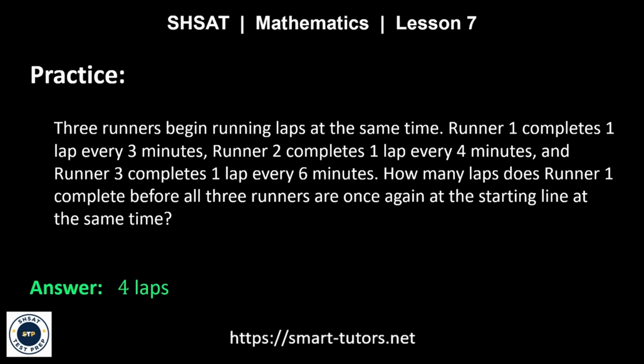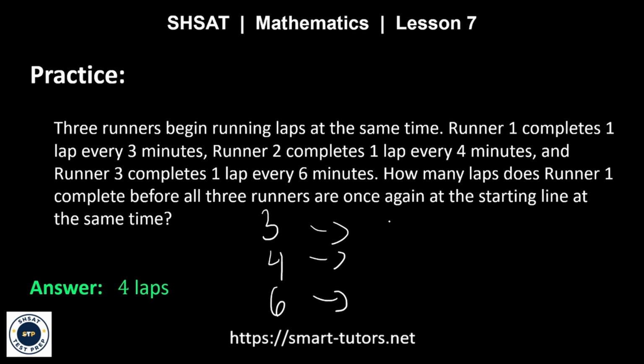So in this problem, what you would do is find the least common multiple for each of the runners based on the amount of minutes it takes them. So the first runner takes 3 minutes, second runner 4 minutes, and third runner 6 minutes. And they want to know how many laps runner 1 completes before all 3 runners are once again at the same starting line. So you want to first find their common multiple because these are minutes.